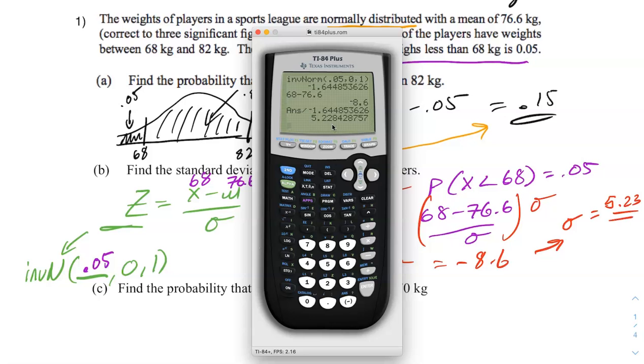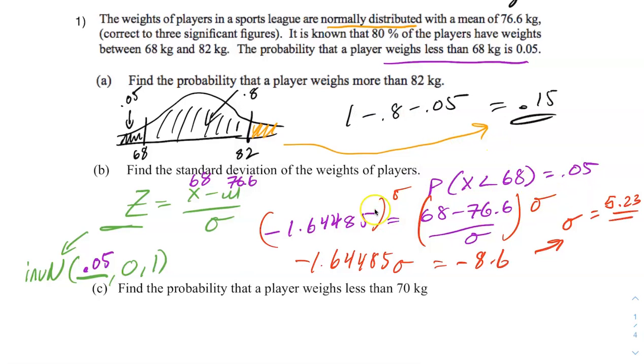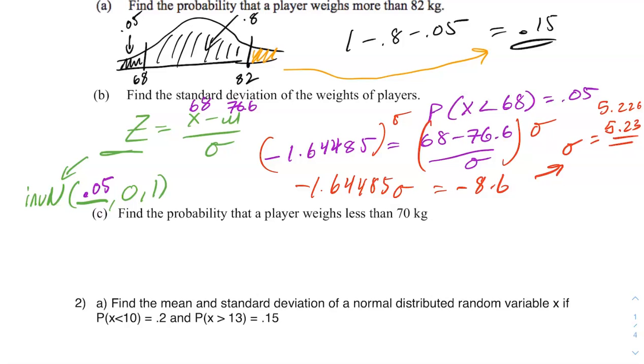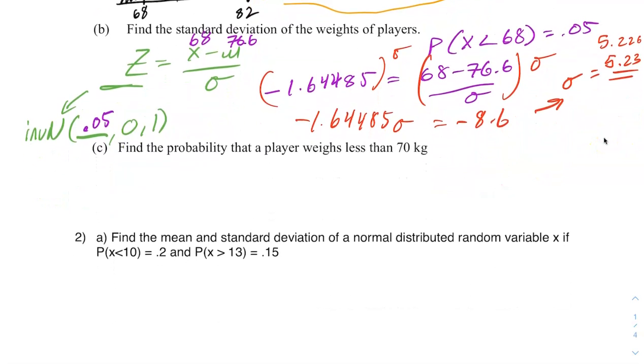So you only want to round when you get to the final part, the final question here. So answering B, then I can round it. I have 5.226 or something like that, so 5.23. So this is my standard deviation. And then look what happens next.